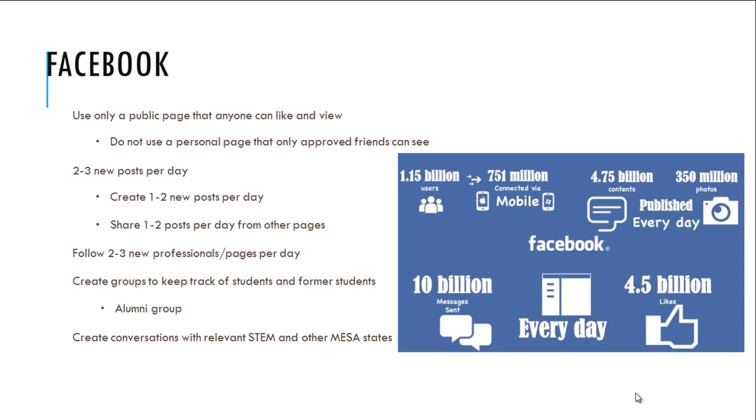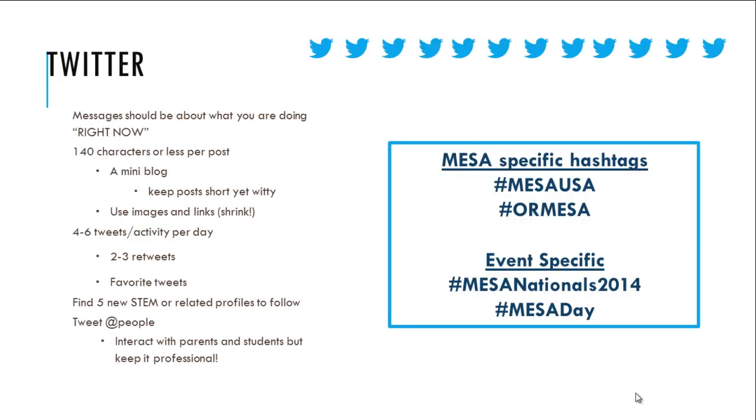You can create groups to help keep track of students and your former students. Here at Oregon Mesa, we've created an alumni group to help us keep in contact with all of our students. Here's a general plan for Twitter. Your messages should be about what you are doing right now. Think of it as a mini blog where your posts are 140 characters or less.